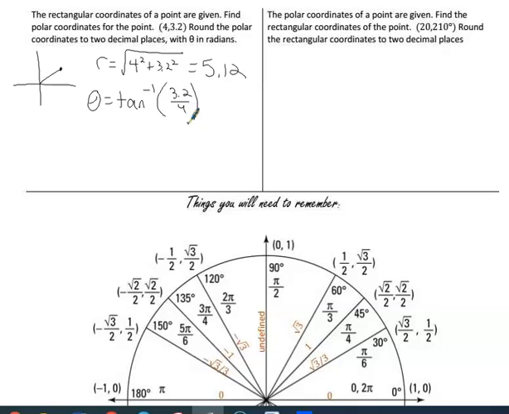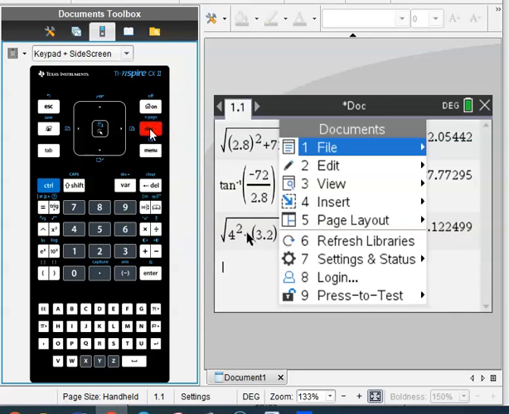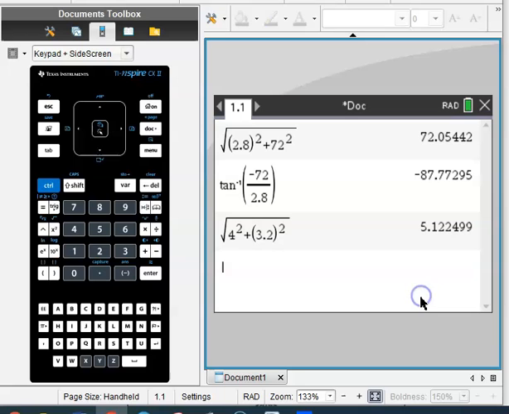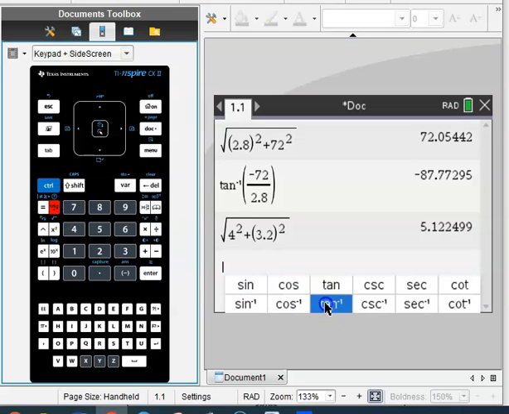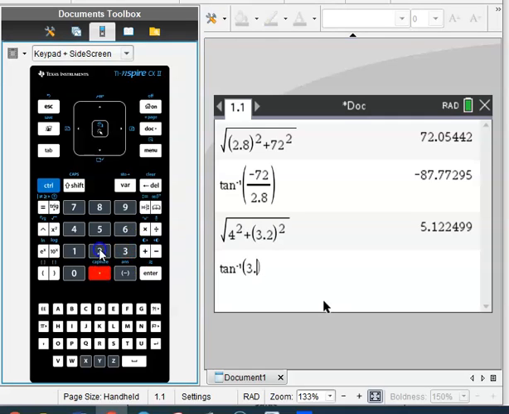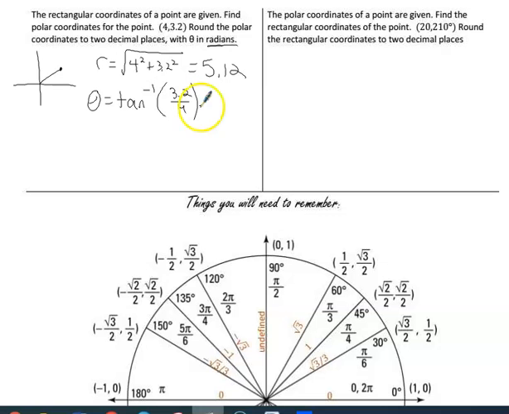And this time, though, it says in radians. So I'm going to go to document settings, and switch that back to radians. And I need inverse tangent, so tan inverse of, what was it? It was 3.2 divided by 4. So 3.2 divided by 4, and you get 0.67. So 0.67 radians. And so if we had a positive radius and a positive 0.67, that would be in the first quadrant. An equivalent version, you could add 2 pi to this or subtract 2 pi from that.